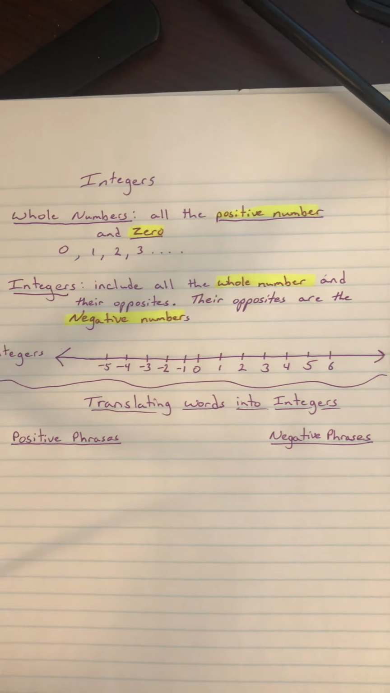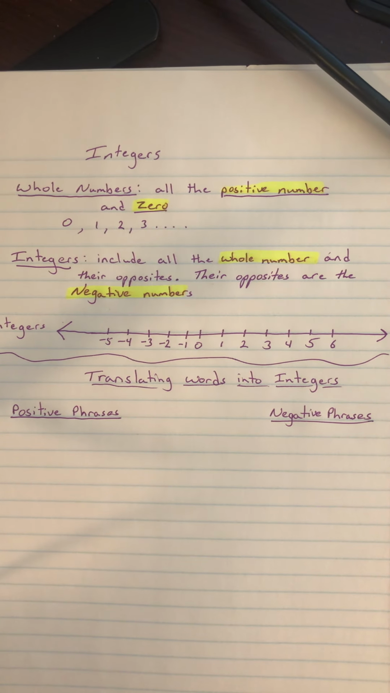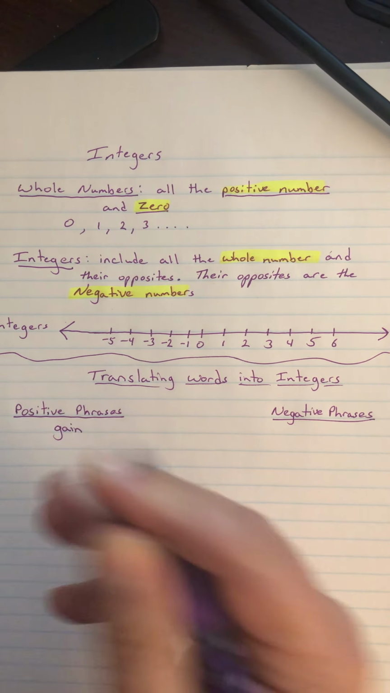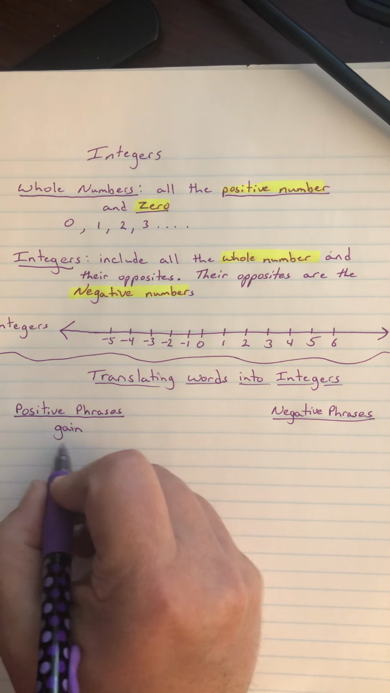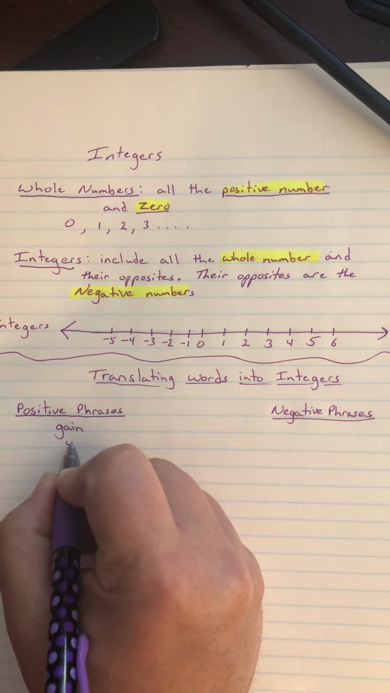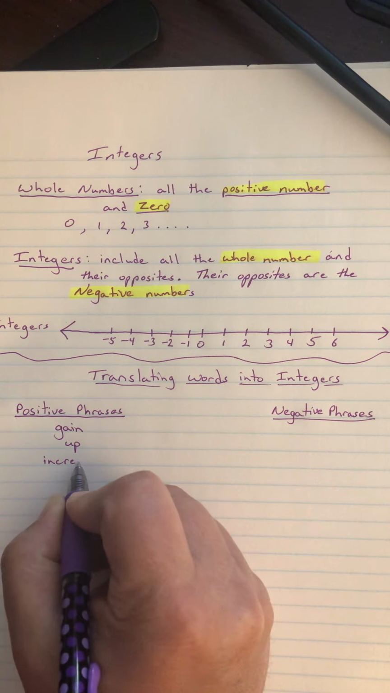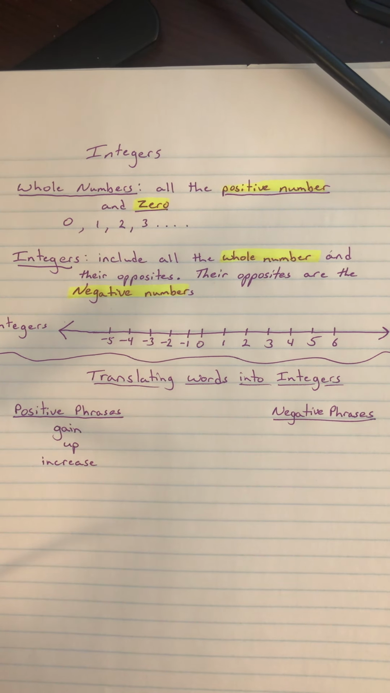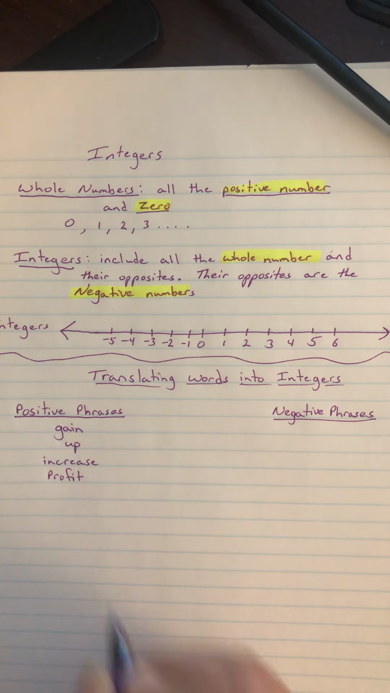Okay, and we did build this list together earlier this year, so hopefully you're in your head already going, oh, I remember some of these things. And if you do, great. But as a reminder, we have positive things. So if we gain yardage, if we gain money, if we gain weight, whatever, that's a positive thing. If we go up on the scale, if we have an increase in volume, in population, in anything, it's a positive. If we make a profit, right, that's when you make money. Yay for that.